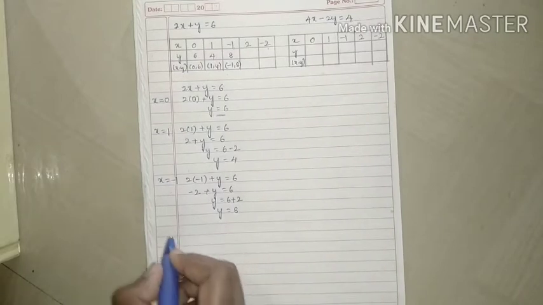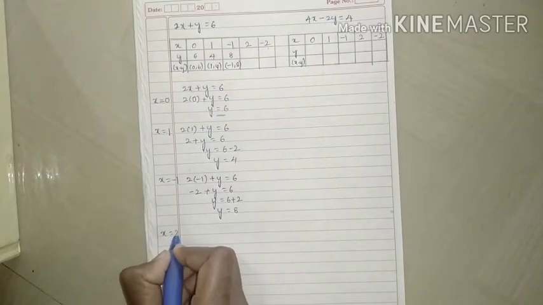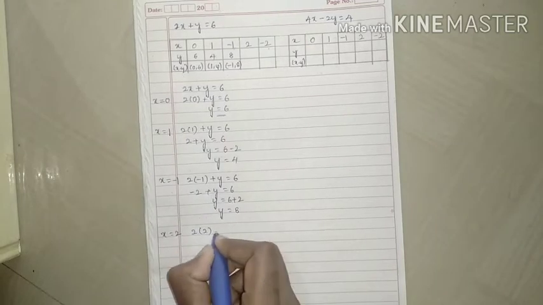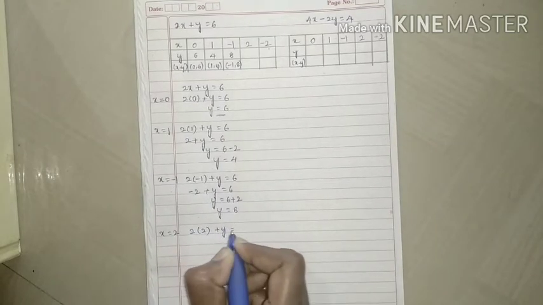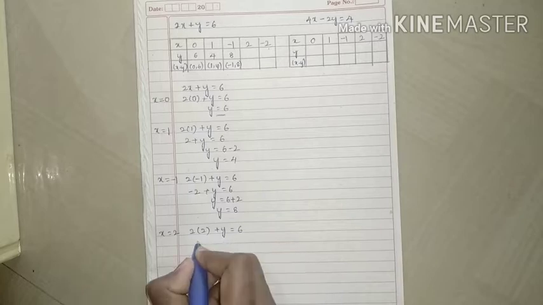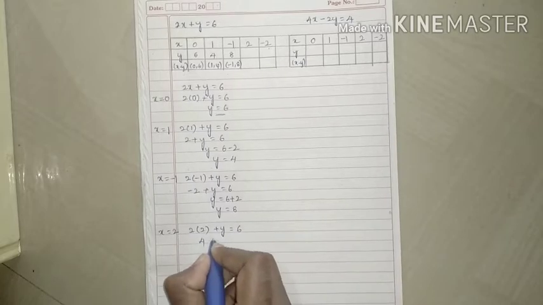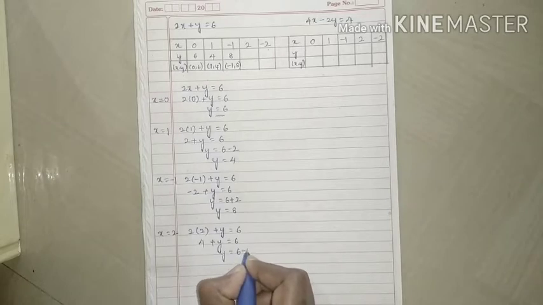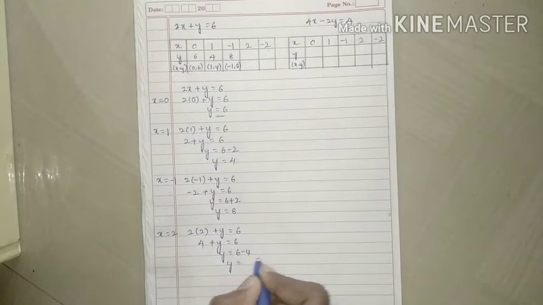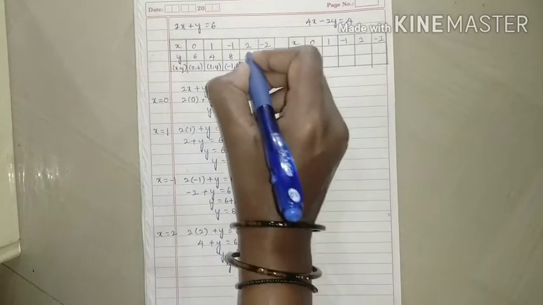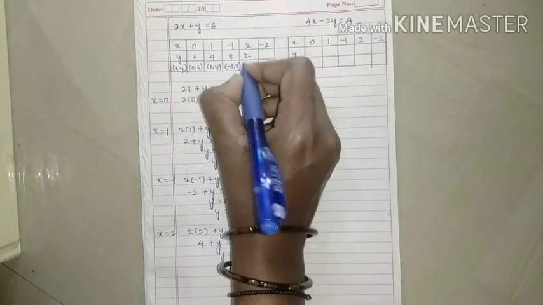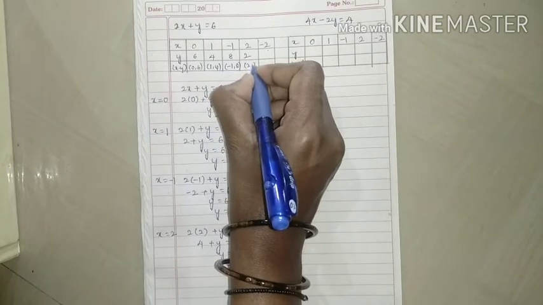Now we'll give the x value 2. Now 2 of 2 plus y is equal to 6. 2 into 2 is 4 plus y is equal to 6. Now y is equal to 6 minus 4, so y becomes 2. So when x is 2, y is also 2. So the point is 2, 2.